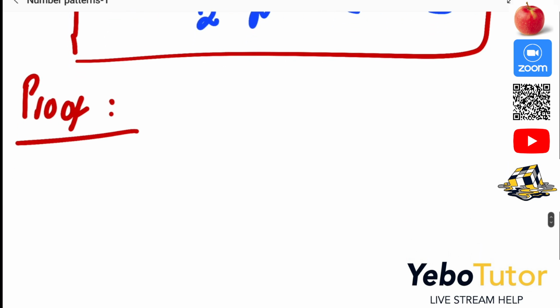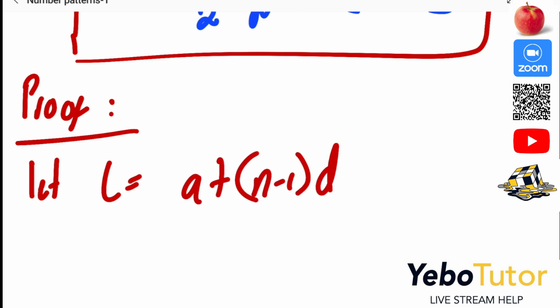So now for the proof, which is examinable, to prove this equation. This is easy. When you prove that, we can say let L be equal to a plus n minus 1 multiplied by d, and this will be the last term.